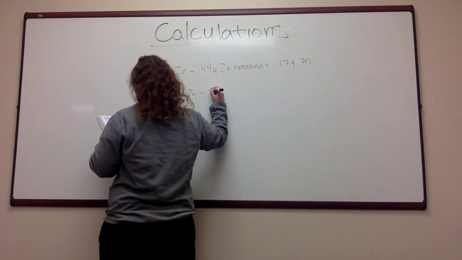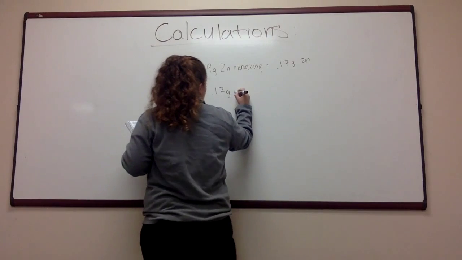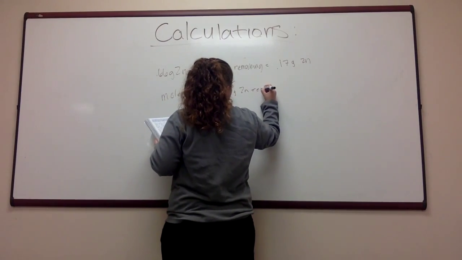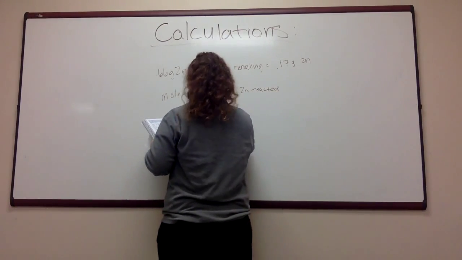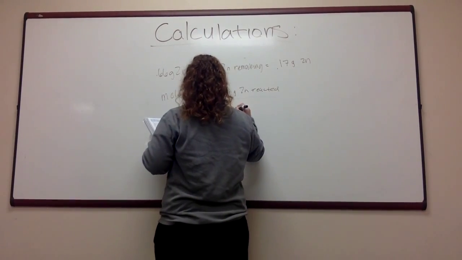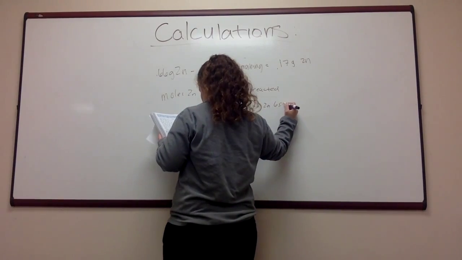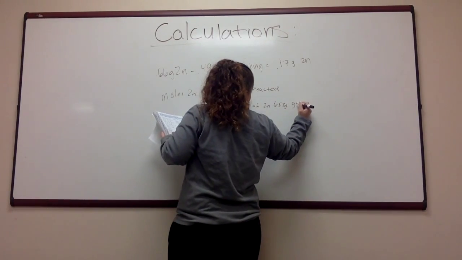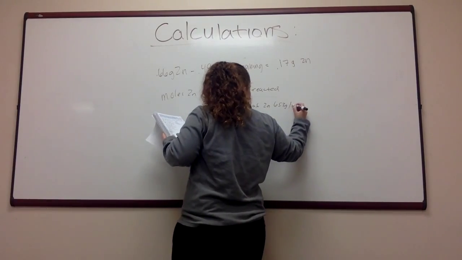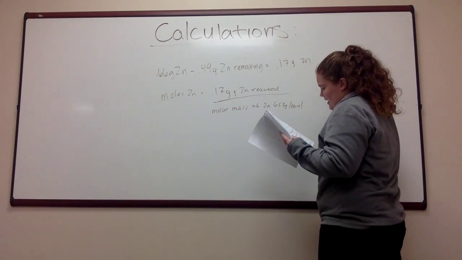And then to get the moles of zinc, you're going to do 0.17 grams of zinc reacted over the molar mass of zinc, which is 65.38 grams per mole.